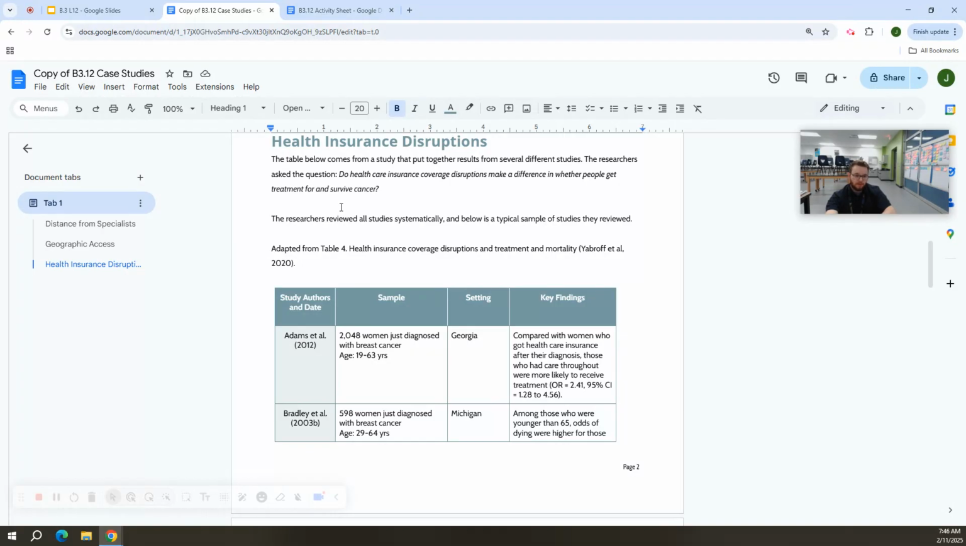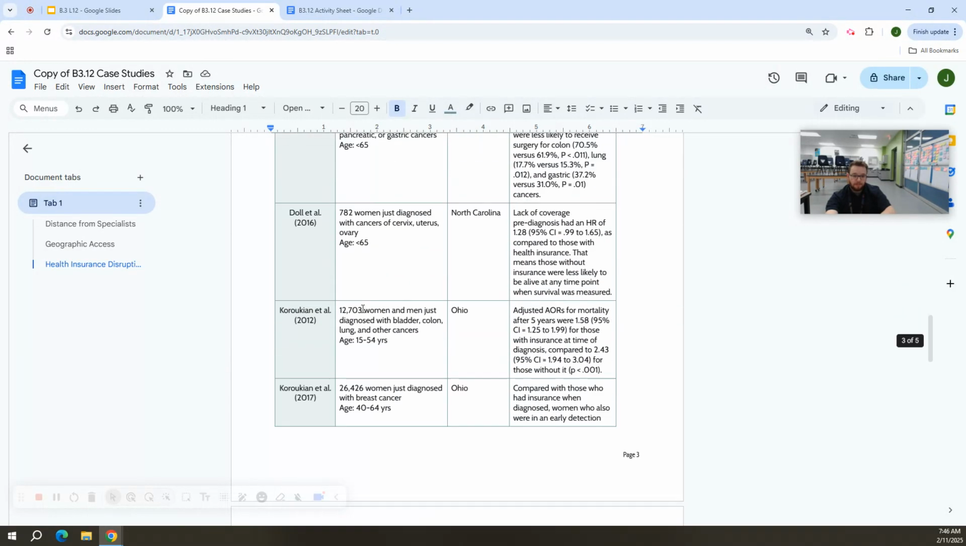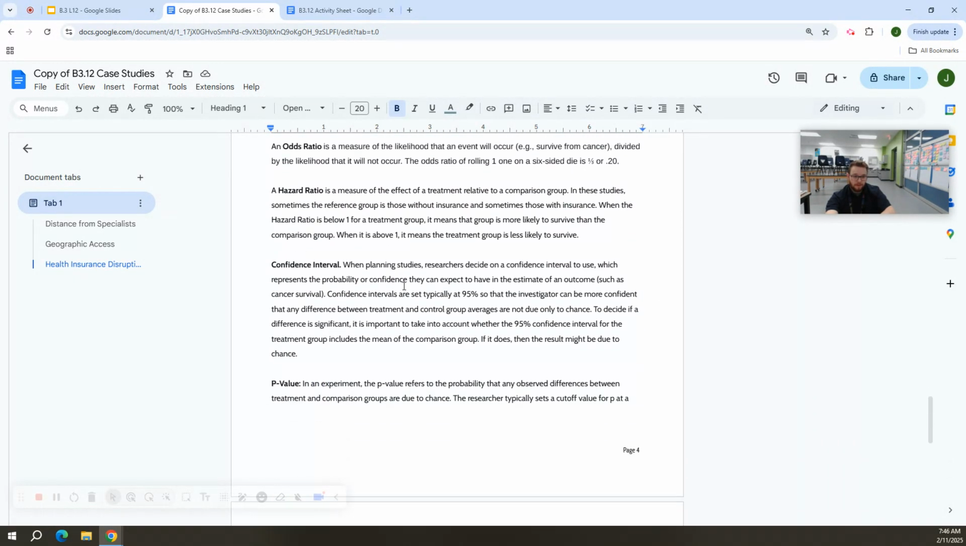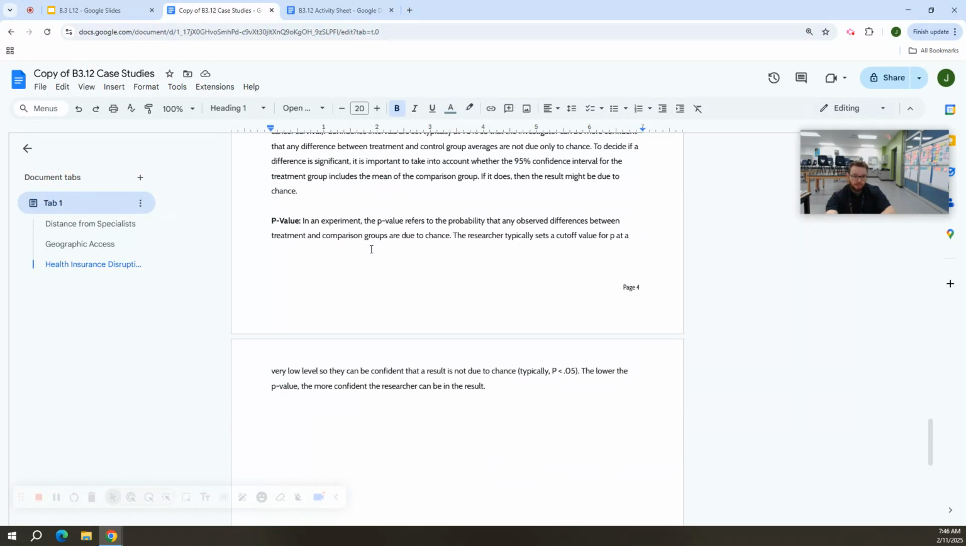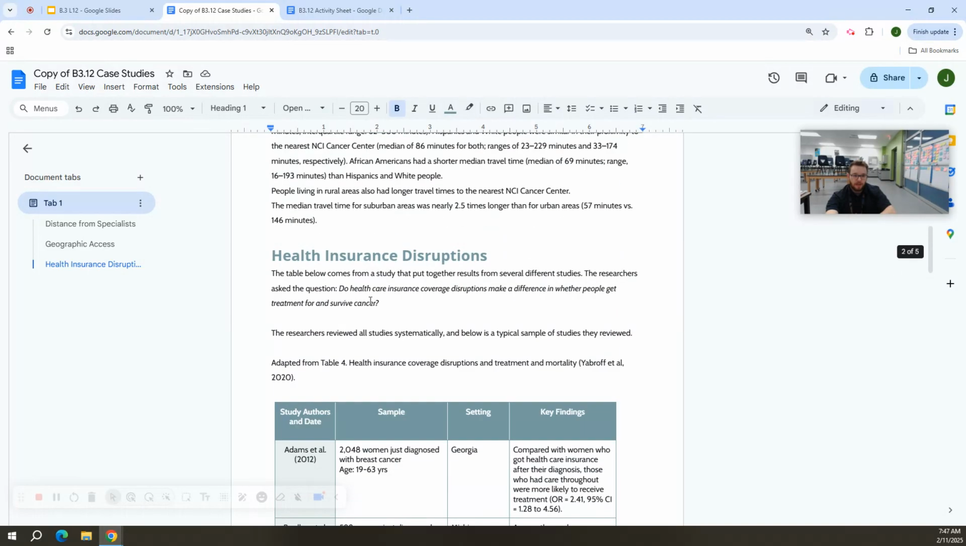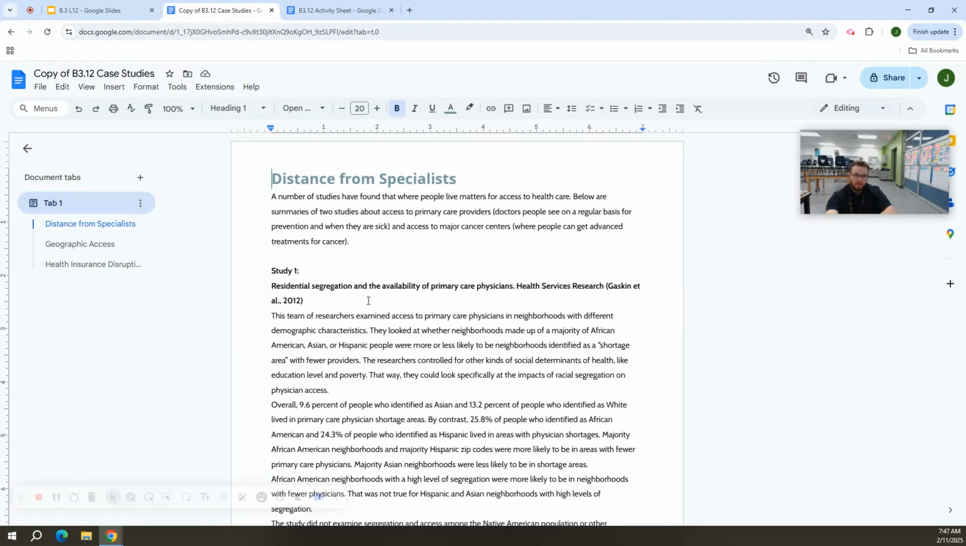The next one is health insurance disruption. So looking at how having or not having health insurance affects cancer treatment and the ability of people to get treated. This one's got a lot of information in that table. And then it gives you the key terms for that table so you can better understand what it's looking at. Okay, so just feel out what you think will work best for you and your group members, and then split that up so one of you is reading one of each.